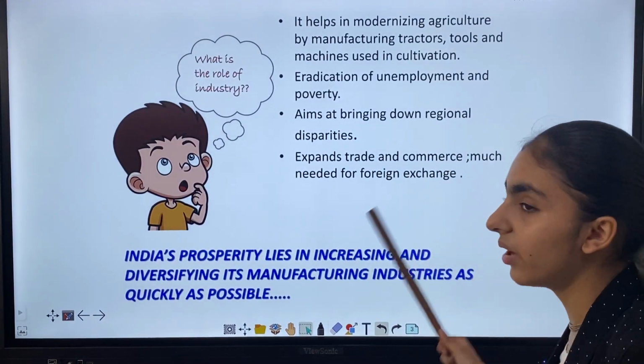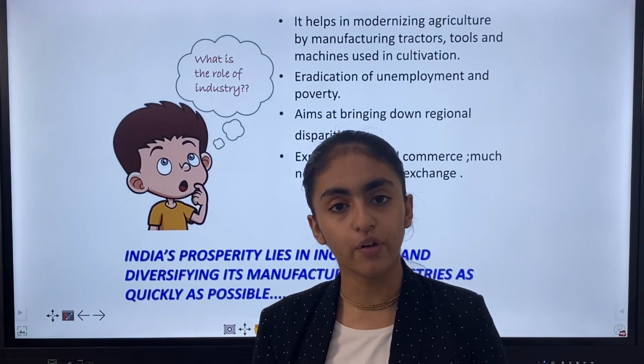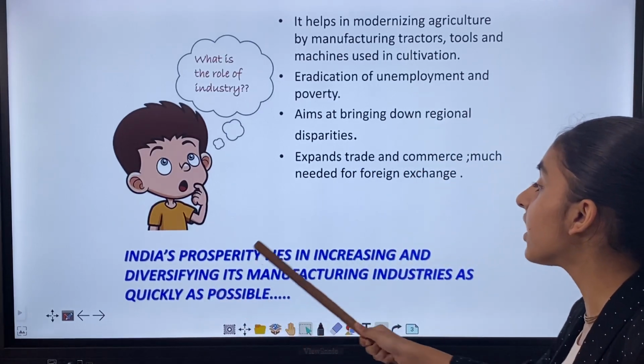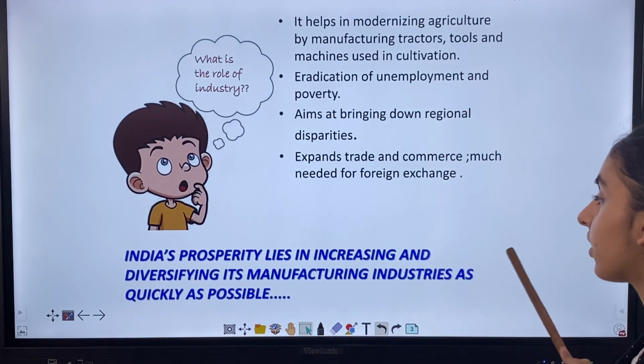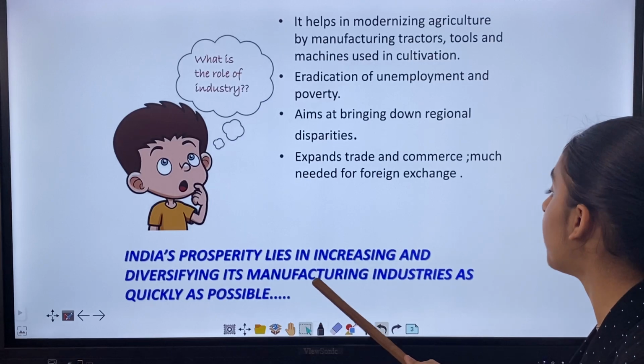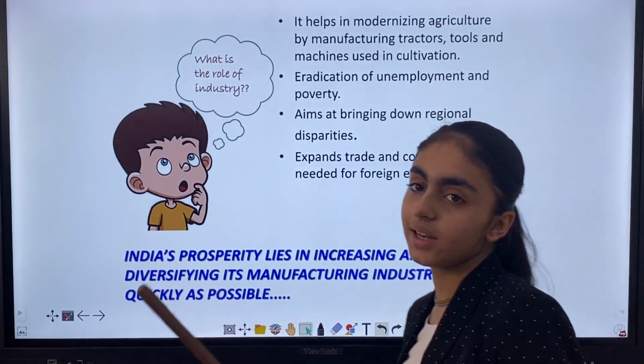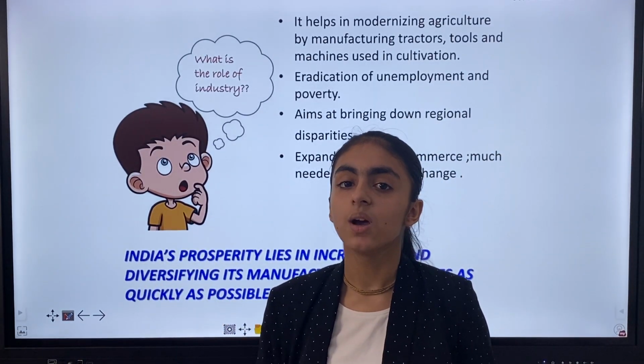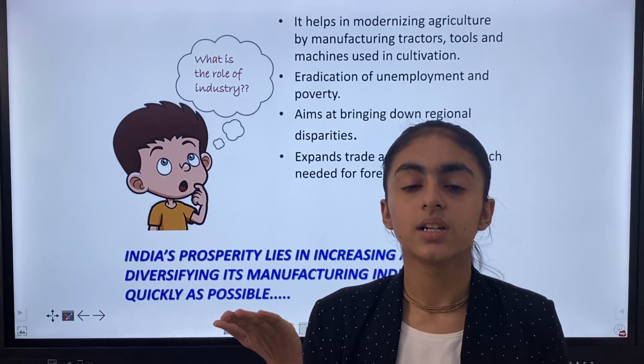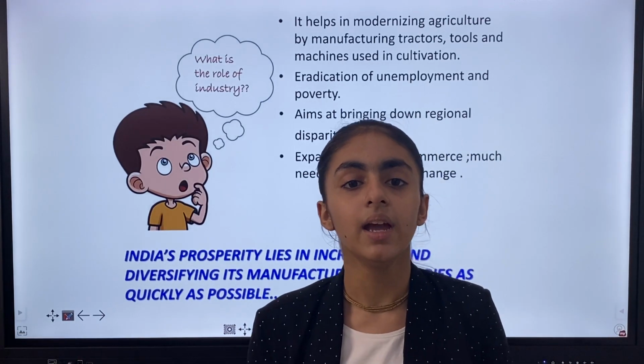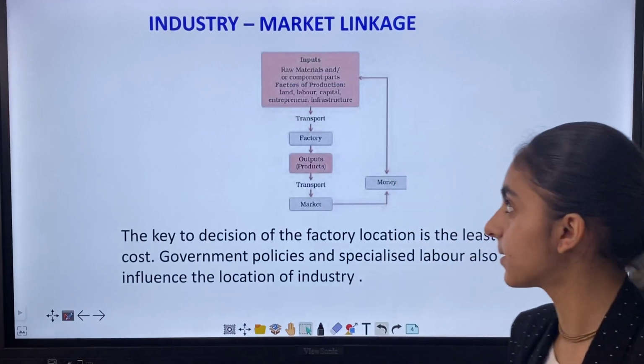Expands trade and commerce, which is much needed for foreign exchange. India's prosperity lies in increasing and diversifying its manufacturing industries as quickly as possible. It means when the industries rise, definitely and simultaneously India's prosperity would rise.